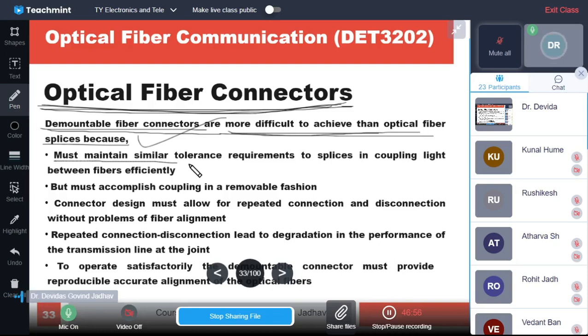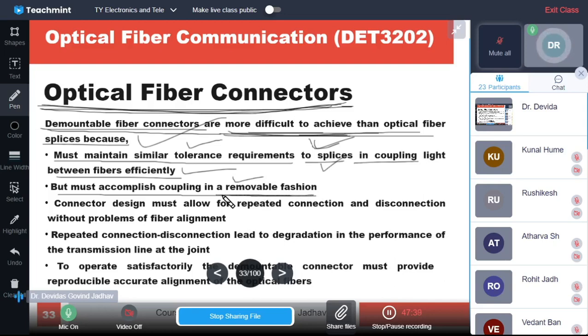So it must maintain similar tolerance requirement to the splice. As compared to splice, it has to maintain the similar tolerance performance in coupling light between two fibers efficiently. Why is it difficult? One point is it has to maintain the same performance as the splices. We have seen the splices just now, mechanical splice and fusion splice, but it must accomplish a coupling in removable fashion, isn't it? Splices are permanent joints, but it has to keep the same tolerance, same performance, but in removable fashion.